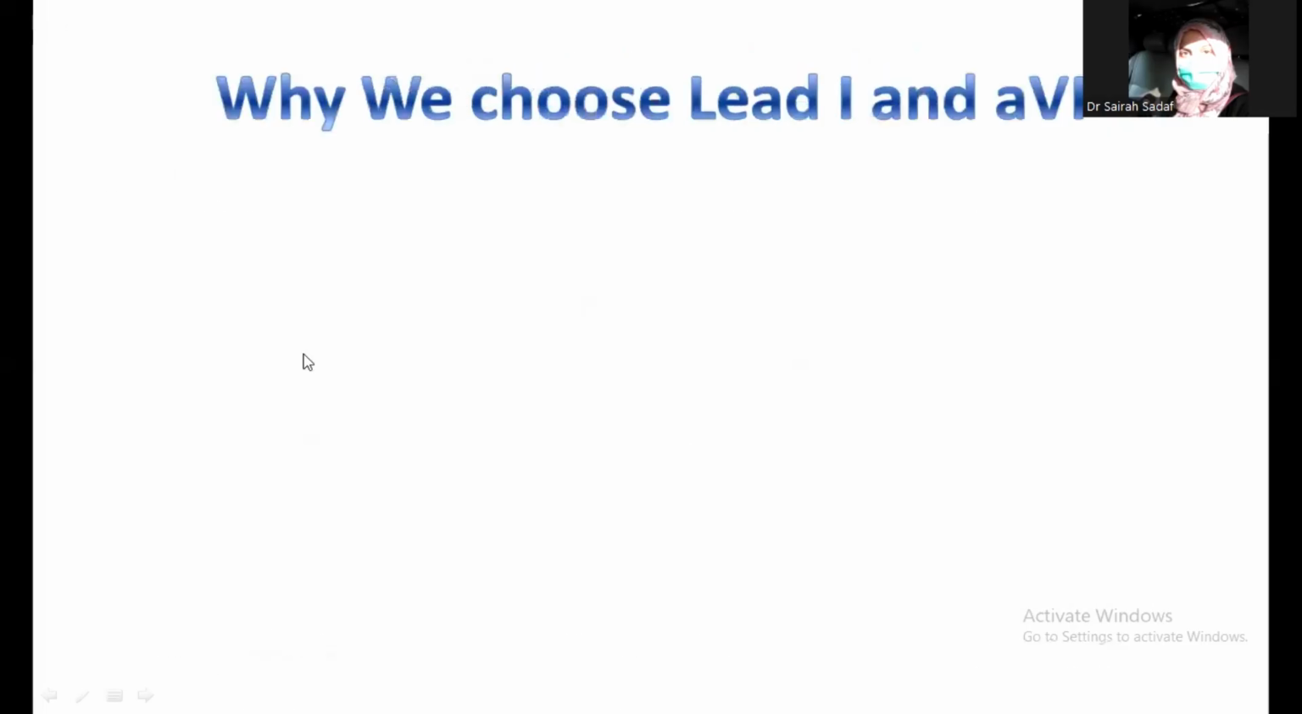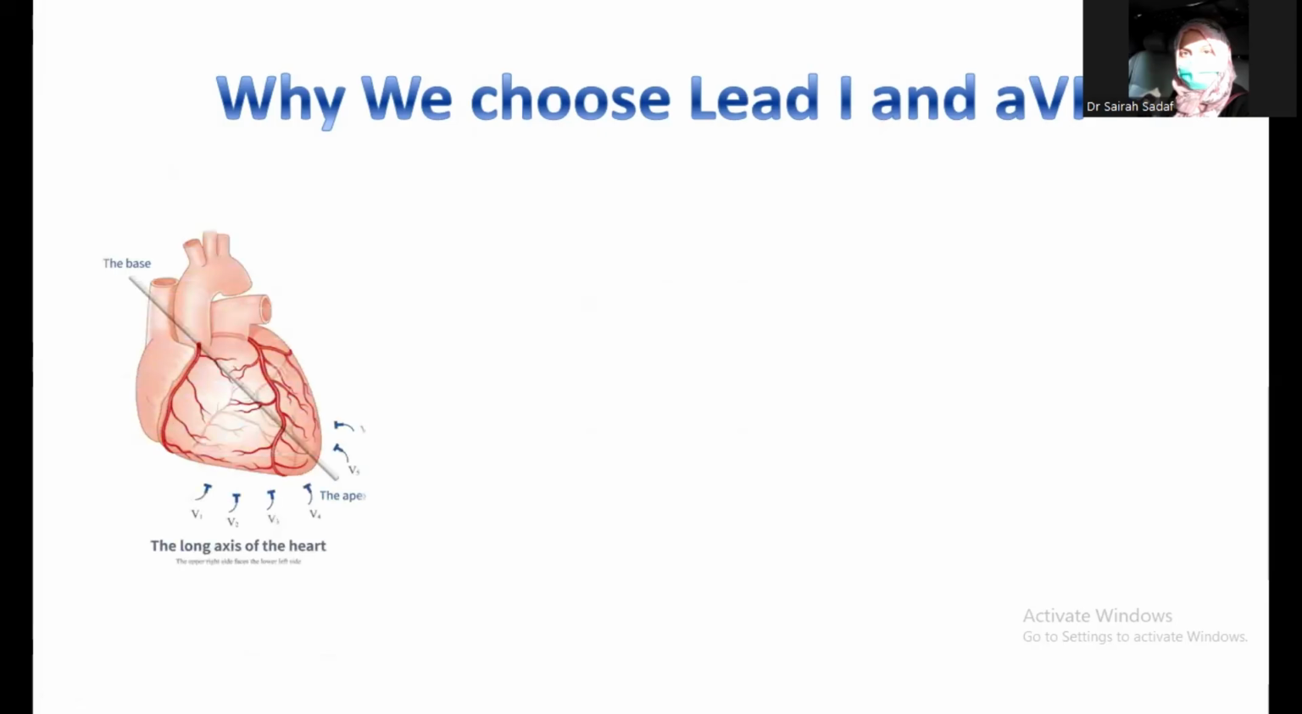Now, why do we choose lead 1 and aVF? Can anyone tell, from my PGRs or from the audience? Very good, yes. Why do we choose lead 1 and aVF? First of all, we have to look at the axis of the heart. The longitudinal axis of the heart is inferior and lateral. Yes, infralateral.